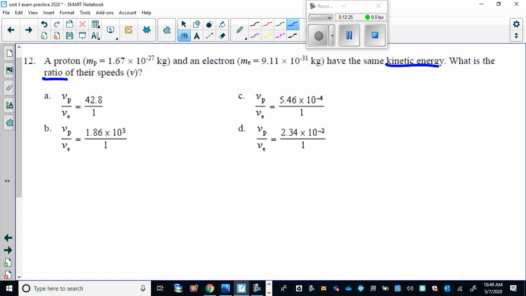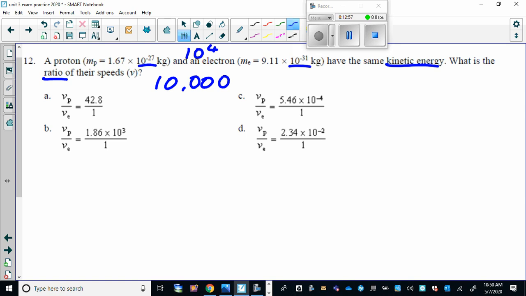A proton has this mass, and this is the mass of an electron. And so the proton is approximately, just very roughly, because this is 10^-27 and this is 10^-31, the difference between those is 10 to the exponent 4, and 10 to the exponent 4 is 10,000. So just so you know, and you'll need to know this in Physics 30, a proton is approximately 10,000 times more massive than an electron. Right?